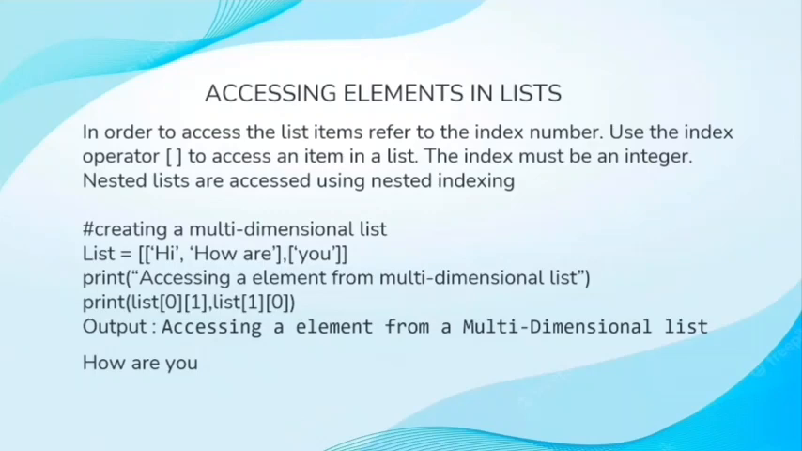Now by using these index numbers we can access the elements in a list or even in a sublist in an easy manner. Now in this we shall print the second element in the first sublist, along with the first element in the second sublist. By adding these 2 we get the output as how are plus u, as how are you.